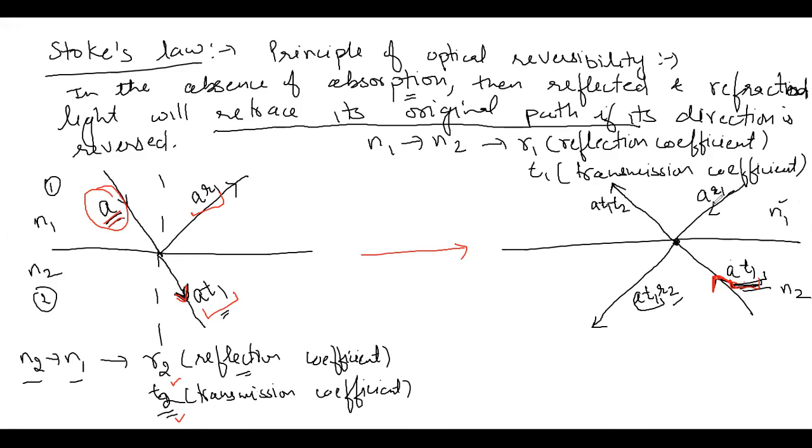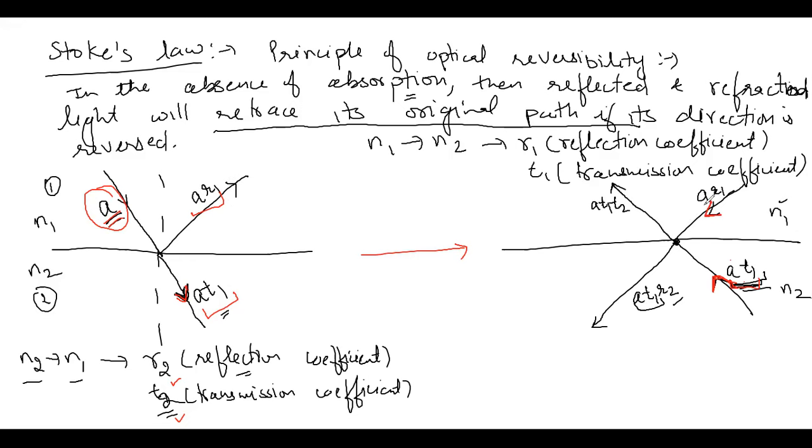Now, if we apply the same principle on this one also, the reflected light was going in this direction until now. Let's reverse the direction of this one also. Again, for this light also, there could be reflection and there could be transmission, both of the things.